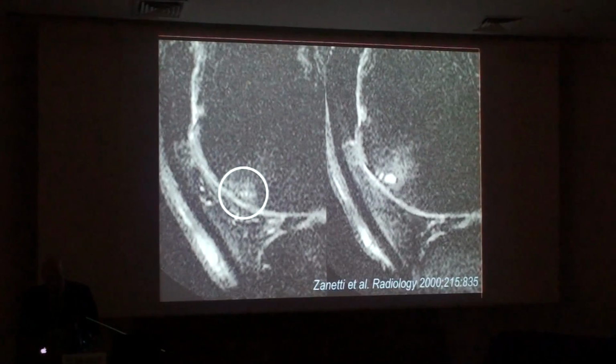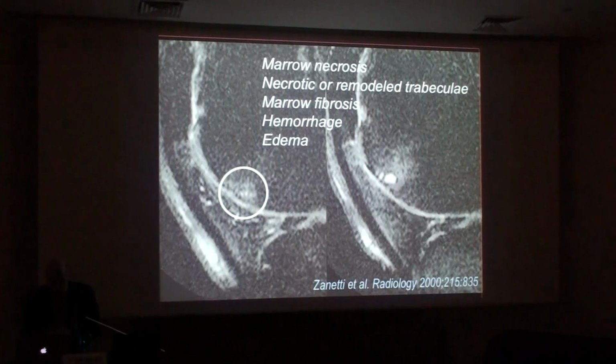And I use the term edema-like because of this article that appeared back in 2000 in Radiology, in which they showed that, yeah, this was abnormal signal, but it included so much that there was marrow necrosis, necrotic or remodeled trabeculae, fibrosis, hemorrhage, and although edema was present, it was only about 4% of this abnormal signal. And so really, although edema, and this, again, I must emphasize, is in patients with osteoarthritic knees, at least in that case, this edema-like signal is due to a whole host of features.